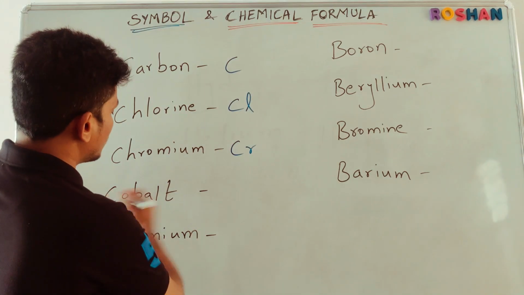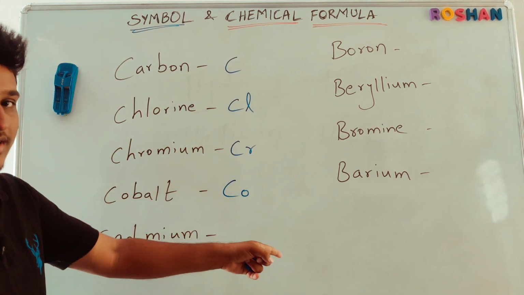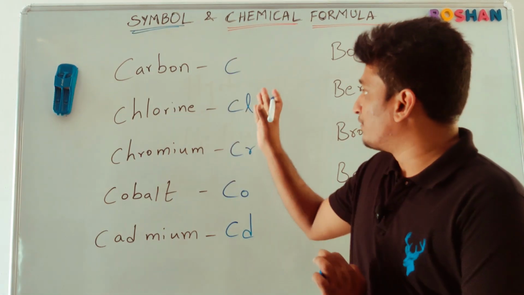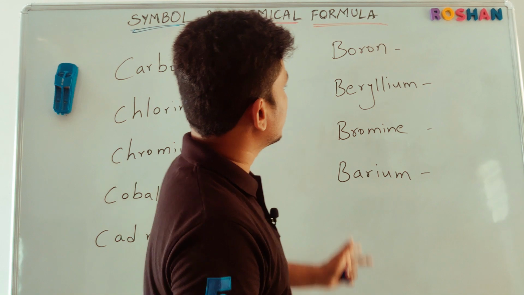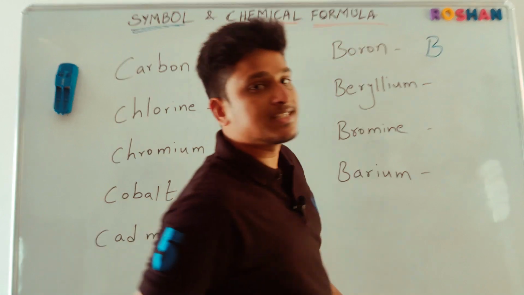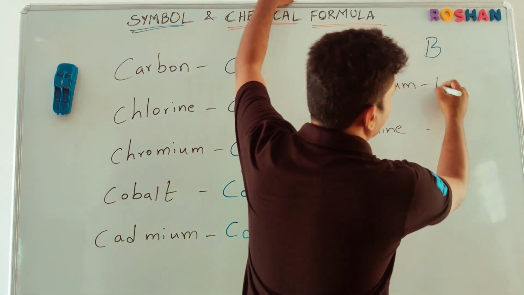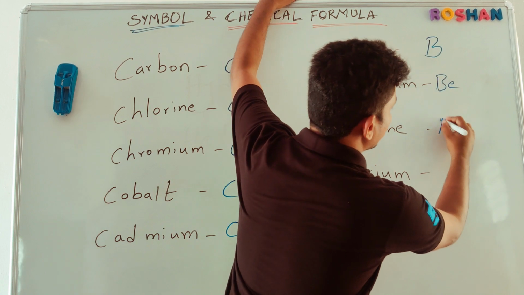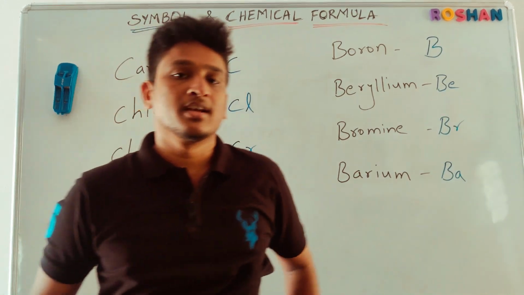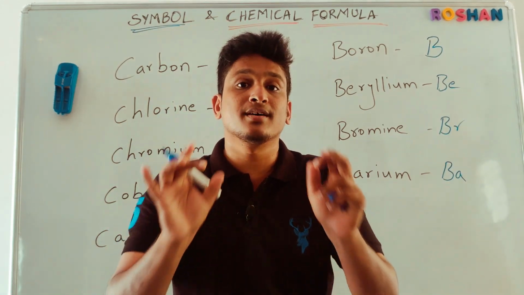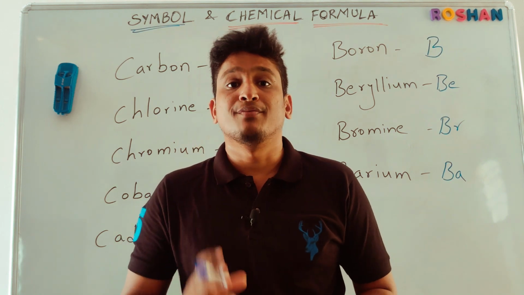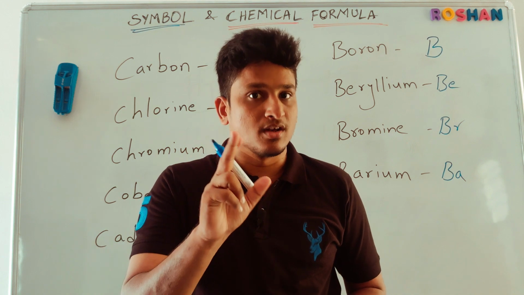The most prominent letter. Cobalt is Co. Here the second letter only. Yes or no? Cadmium is Cd. These are the symbols. So the first letter is capital, the second letter is the small one. Look at others in these examples. Boron starts with B, so B is already given for boron. Beryllium is Be. Bromine is Br. And barium is Ba. Remember, these are the symbols. You have to remember the symbols, at least the first 30 elements. While writing the formulas and the symbols, the first letter is always capital and the second letter is always a small letter.